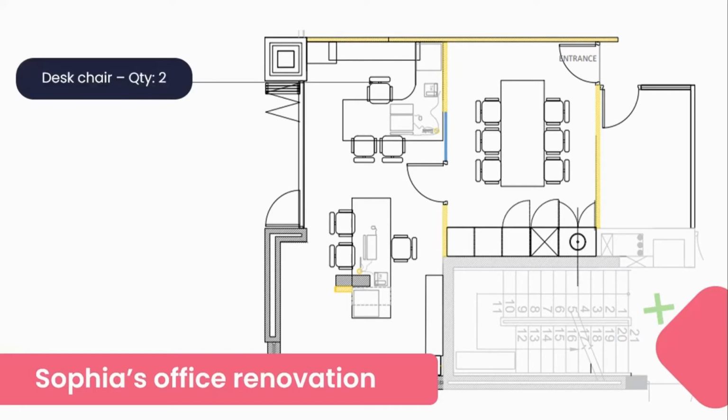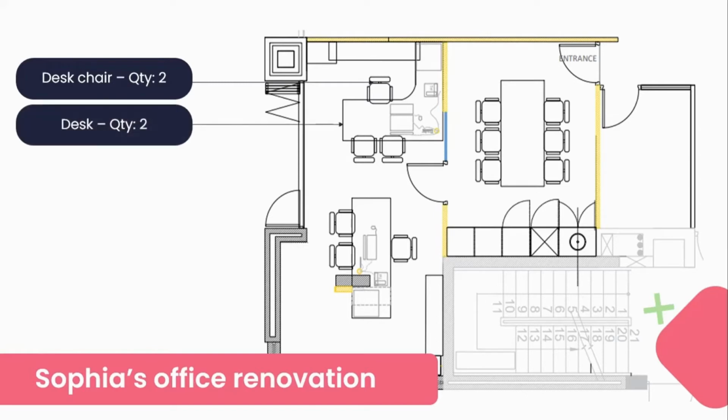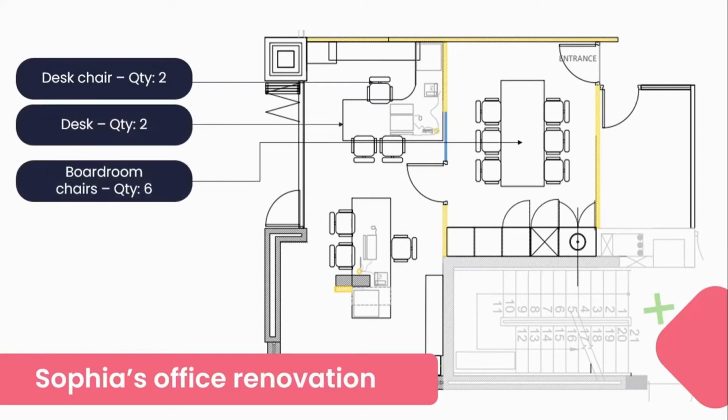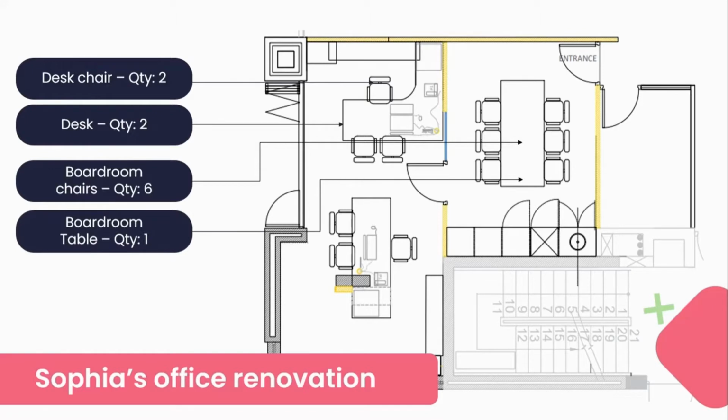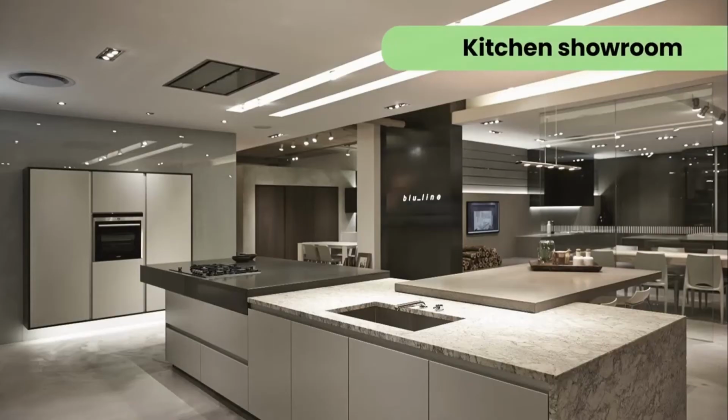So I can see that we're going to need 2 desk chairs, 2 office chairs. We're going to need 2 desks. We're going to need 6 boardroom chairs. And we're going to need 1 boardroom table. To get all of this information and specification on these furniture items, I would typically go to a furniture showroom to find as many options as I possibly can. Next on our list is our kitchen showroom.